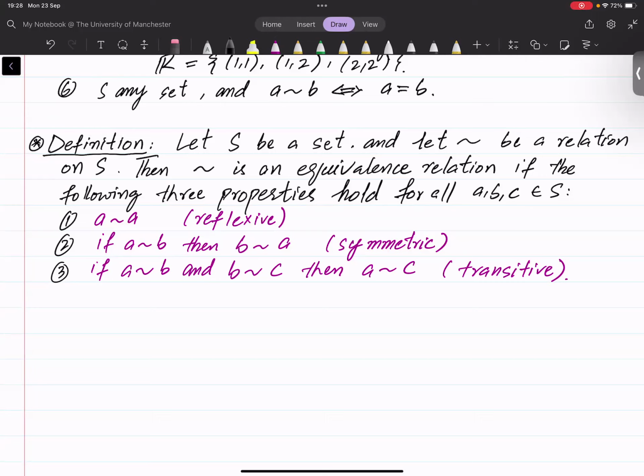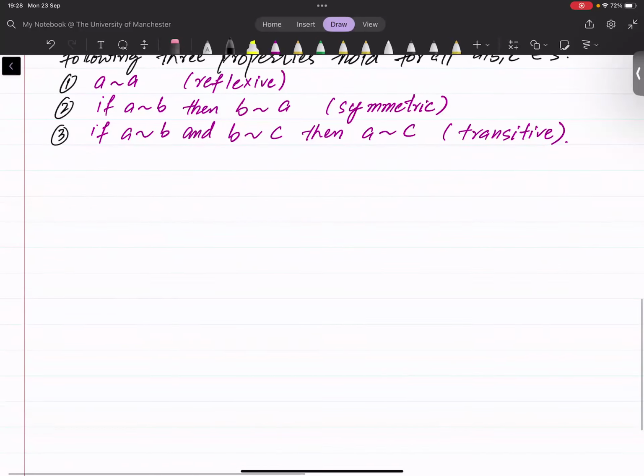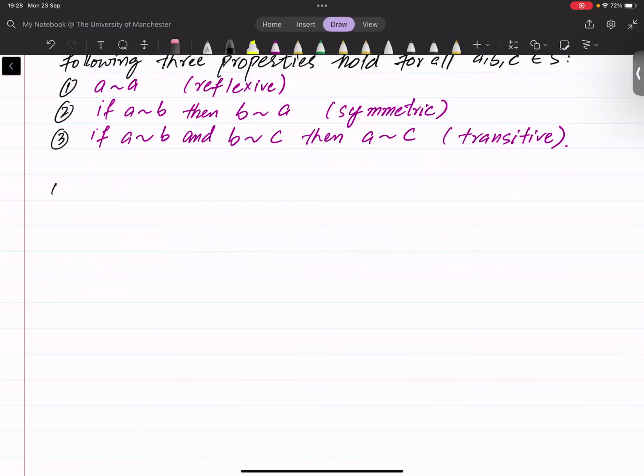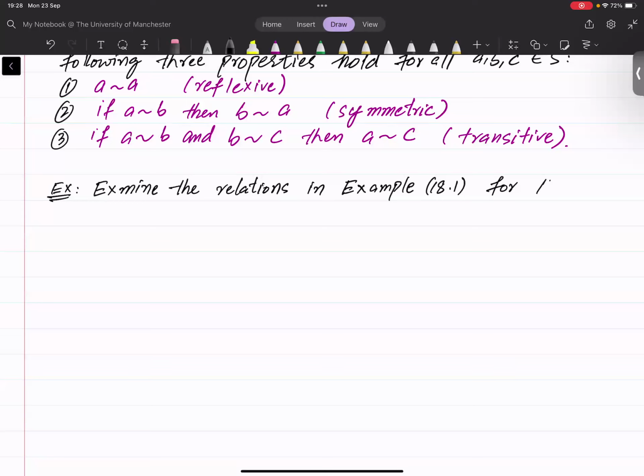Now, let us examine each of the examples in 18.1 for these properties. So the task again is to examine the relations in example 18.1 for these properties of equivalence.